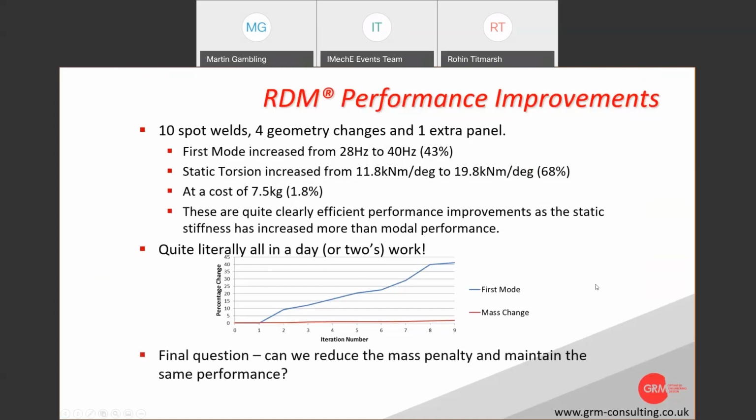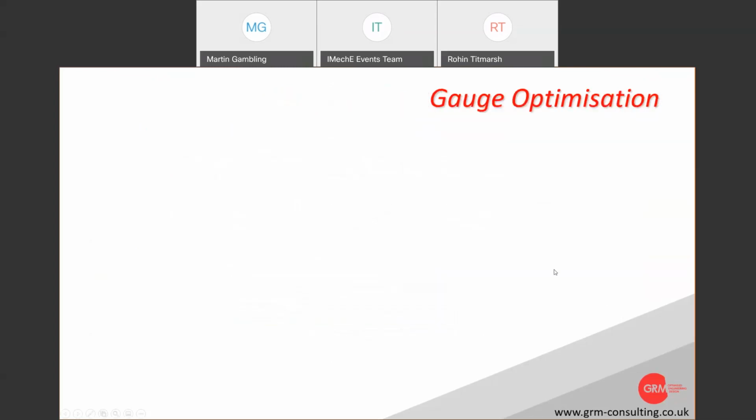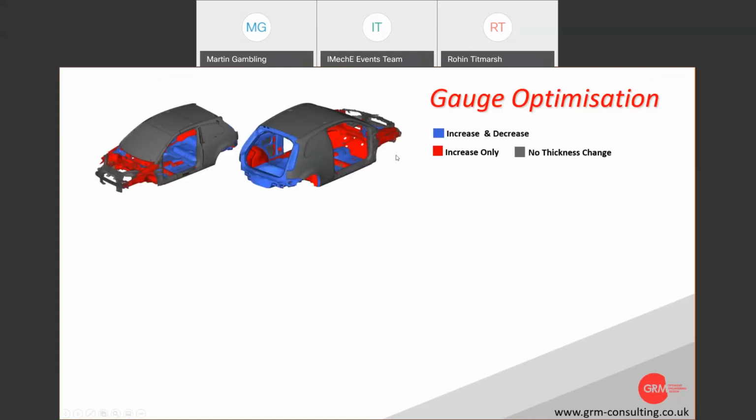But just to slightly expand on the tools that are available in optimization, what do we do with that? Can we get some of that mass back? What else can we do? So just to summarize lightly here, a gauge optimization was done. Gauge meaning the panel thickness. What we did, to not become too controversial, is that anything in grey was not changed. Anything in red was increased only, so crash structures and things we weren't messing around with. And then blue was increased or decreased. So what should we do with those areas?